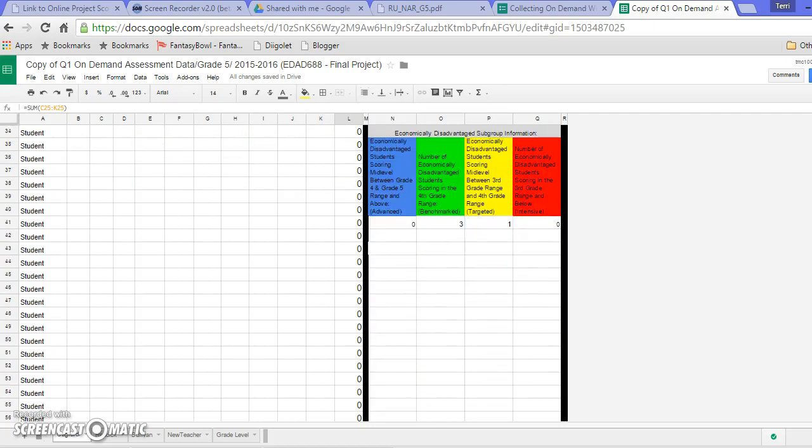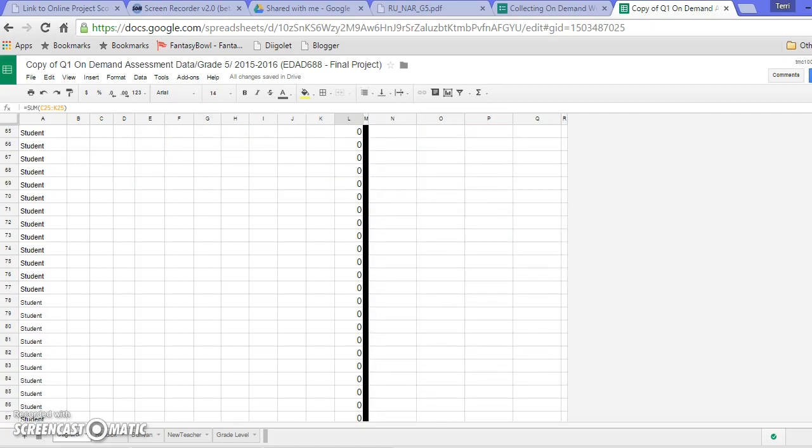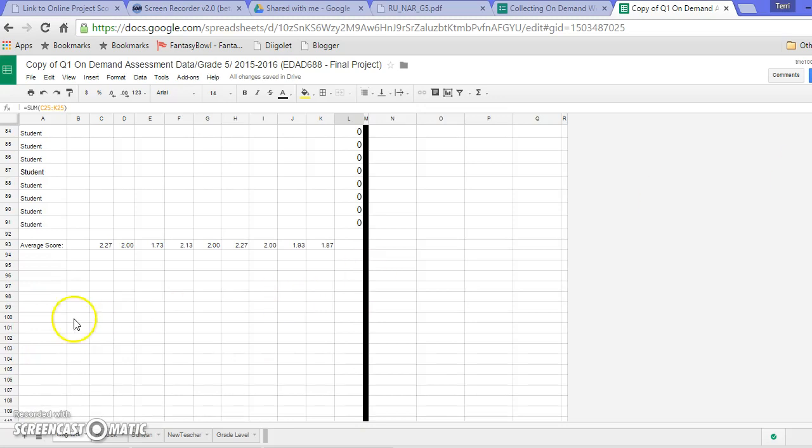In addition, at the bottom of the spreadsheet it gives an average of how the students are doing in this class in each area of writing, so that the teacher can determine what is the lowest area where students are performing currently. So you can see that column E only has a score of 1.73, and column K has a score of 1.87. So those are her 2 lowest areas. They are E and K.